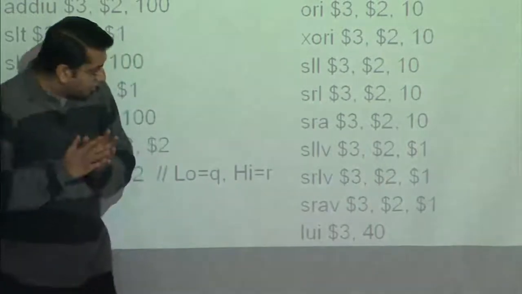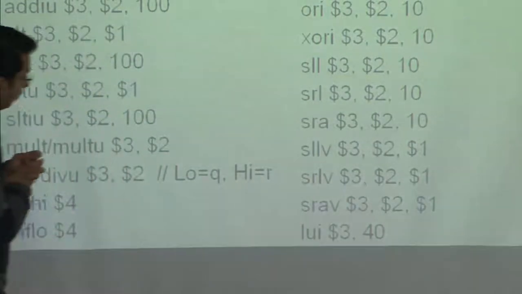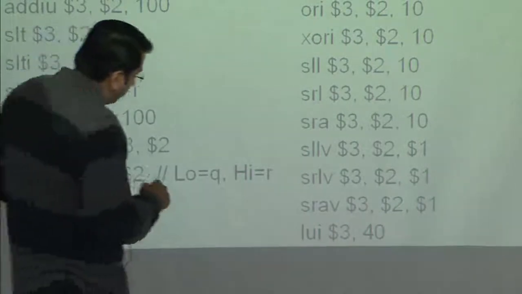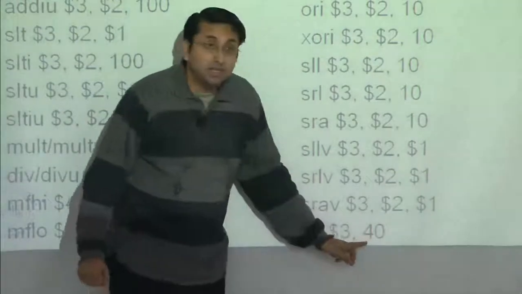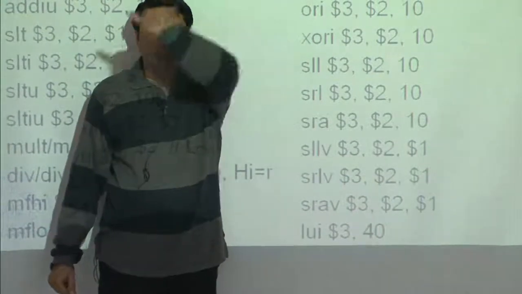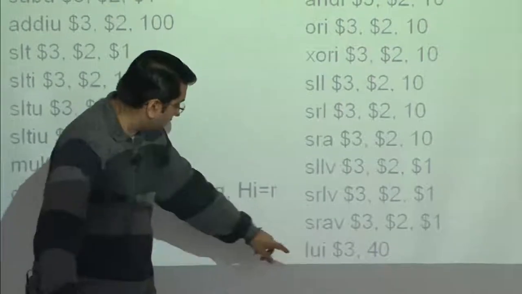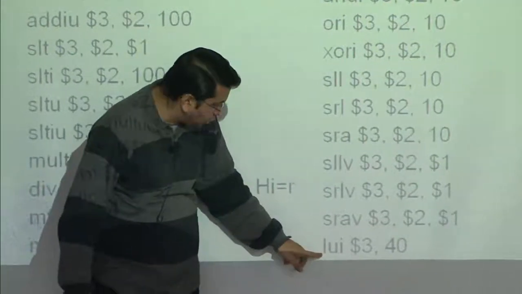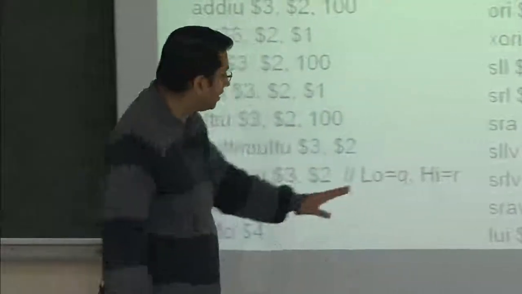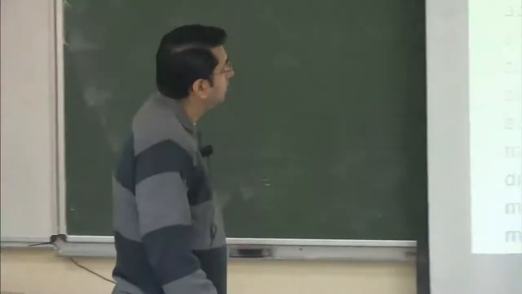LUI, this one is used to only affect, actually it affects the whole register, but what it does is that it puts a constant in the upper 16 bits and zeros out the lower 16 bits, okay, in $3. So essentially this one stands for load upper immediate. Right. So we'll see the practical application of this.